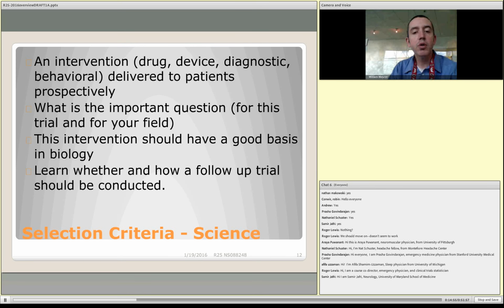Obviously, one of the goals of the course is to take this idea of an area of some type of intervention in some disease and help you make that specific into an answerable question in an early phase clinical trial.